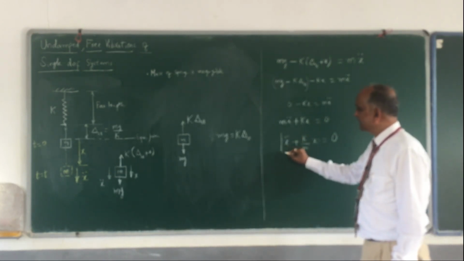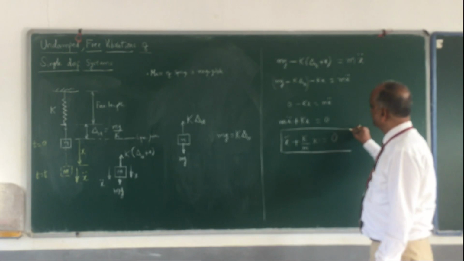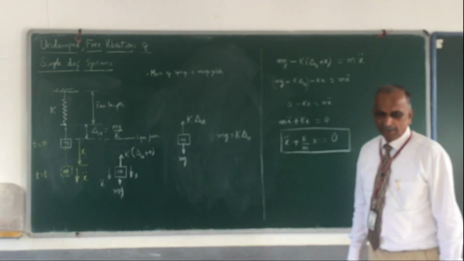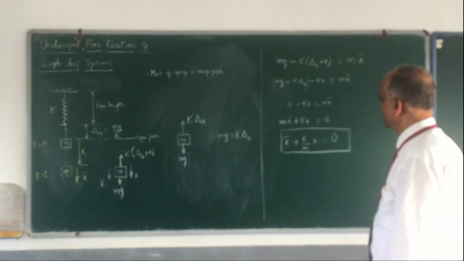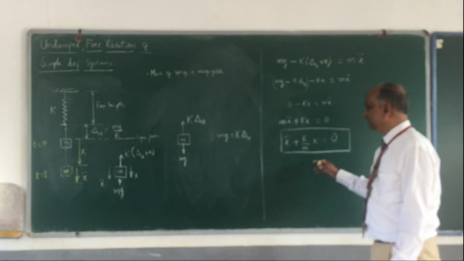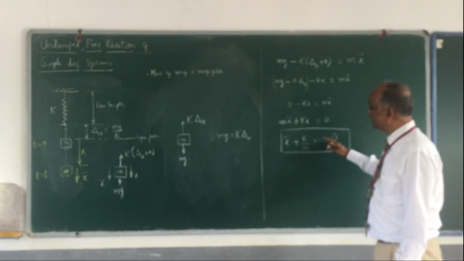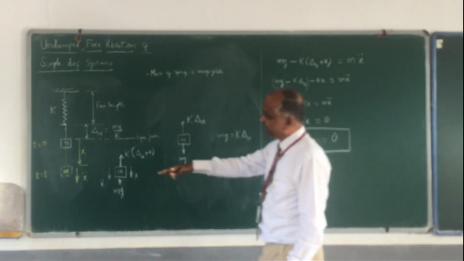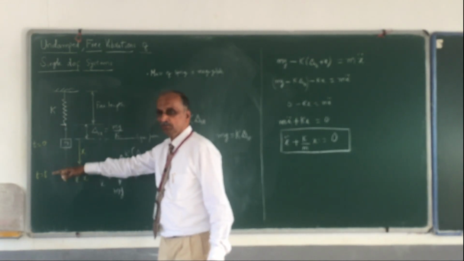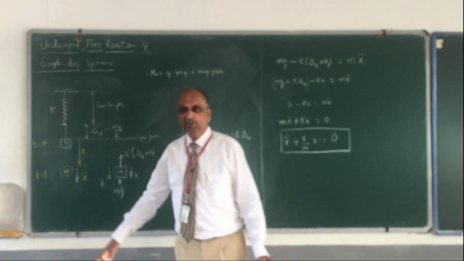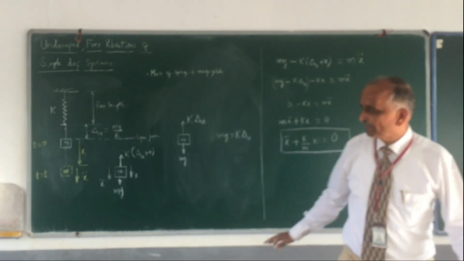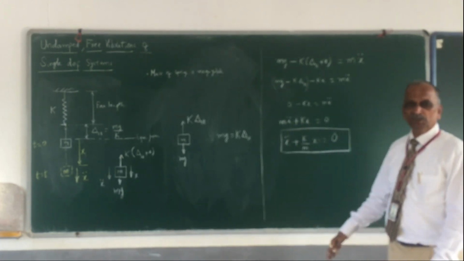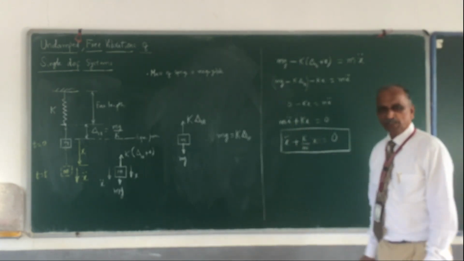This is called the differential equation of motion. x double dot plus k by m into x. What does this equation tell you? We are writing the equation for this vibration motion, and this motion is simple harmonic, because acceleration is directly proportional to displacement.